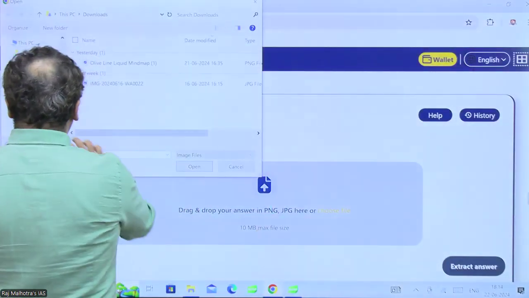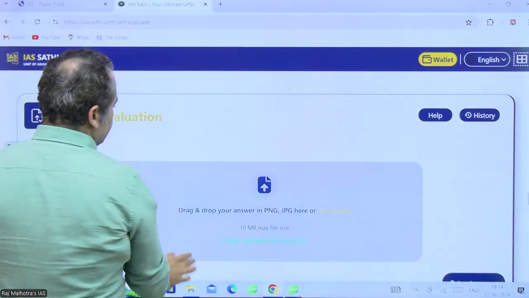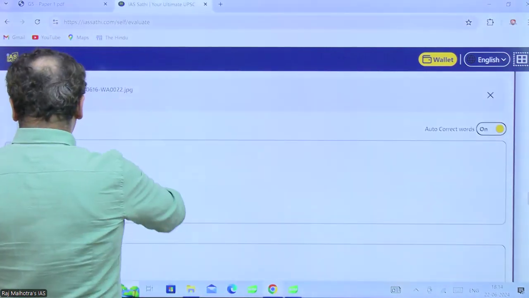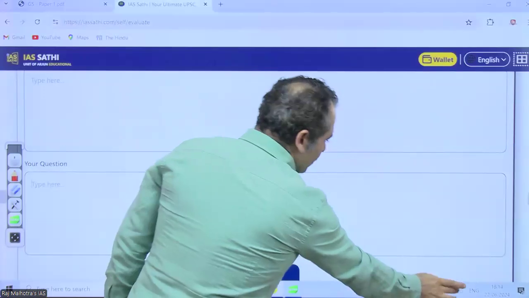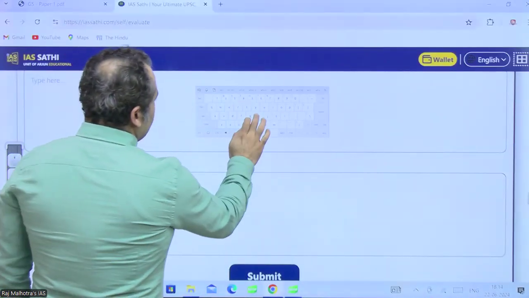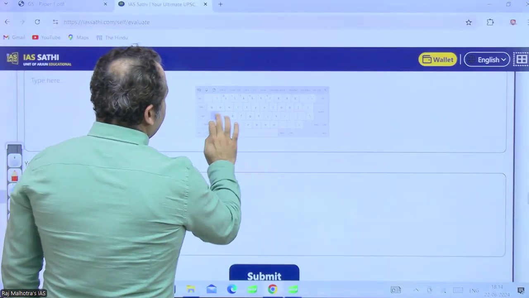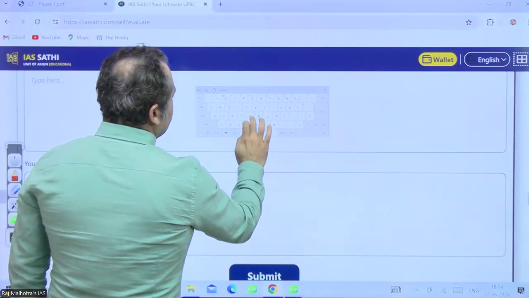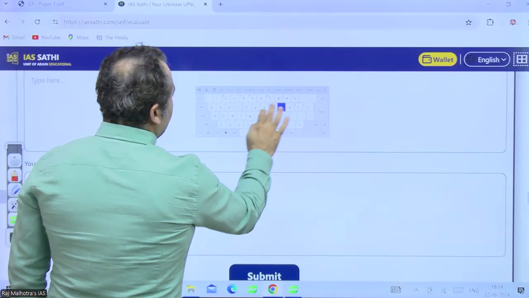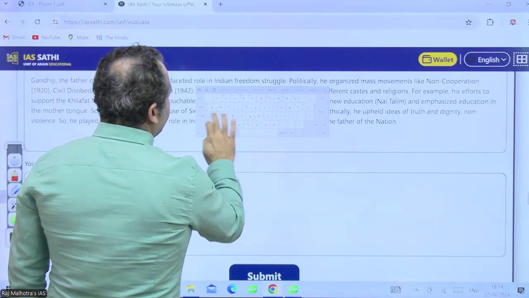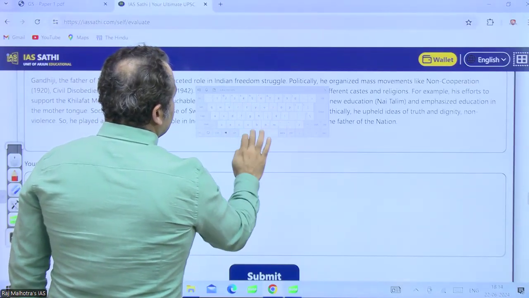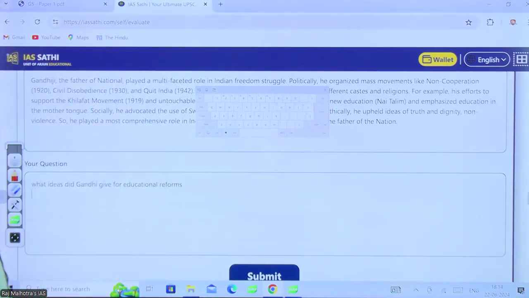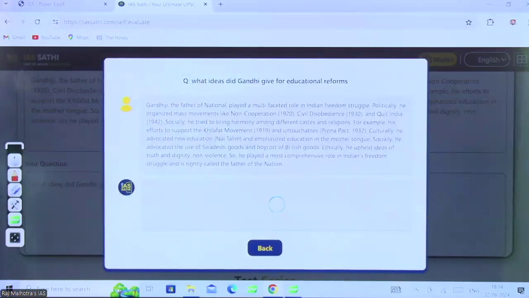If I upload the same question and change the... I've given the same answer, but I'm going to change the question this time. What ideas did Gandhi give for educational reforms? All right. So let's submit this answer.